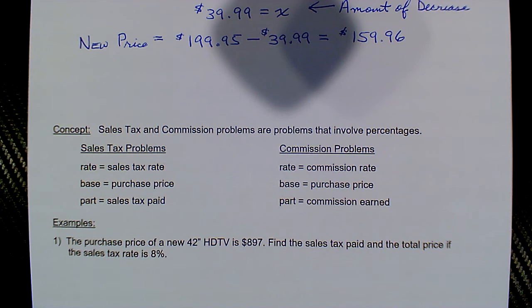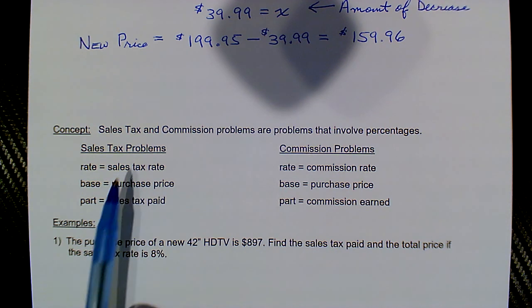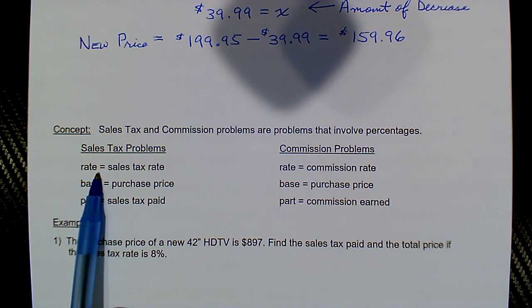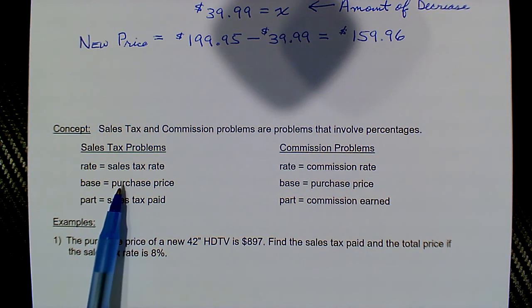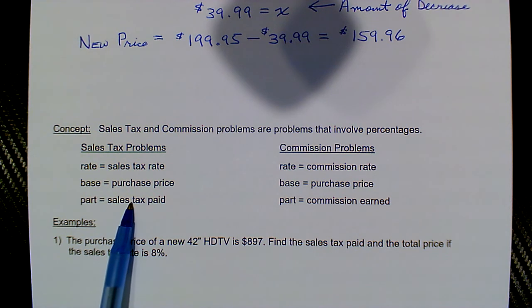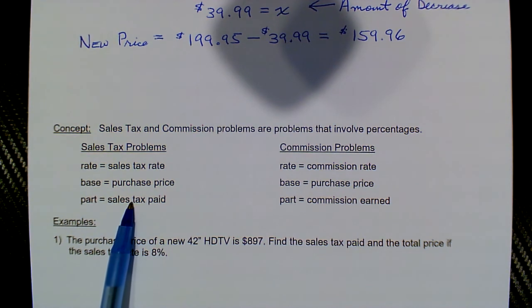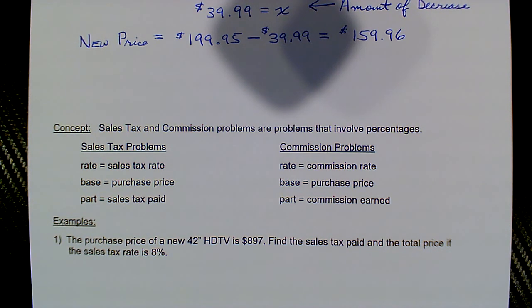And just to summarize here, sales tax problems, the rate, which is our percentage, represents the sales tax rate. The nice thing about these problems, the base is always the purchase price, and the part when dealing with sales tax problems is the sales tax that we pay. And similarly with the commission problems, the rate is the commission rate, and that's the percentage again. And the nice thing again, base is the purchase price, and the part is the commission earned.